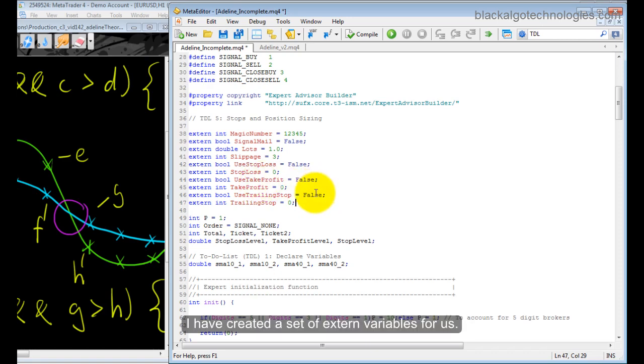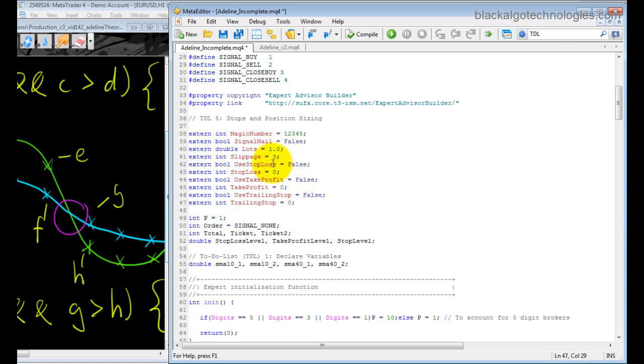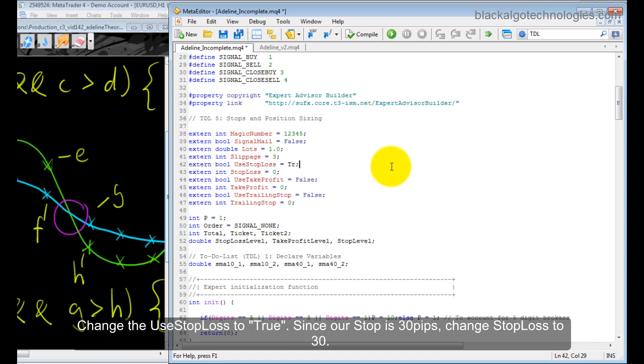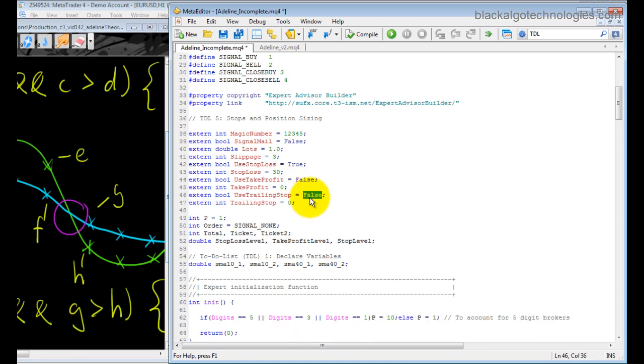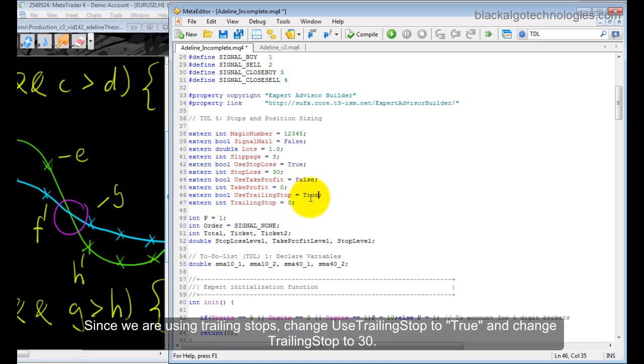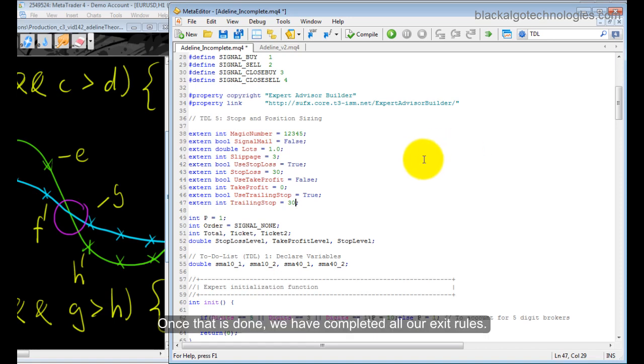So I have already created a set of variables here for us. We know that in this case we are using stop loss, so change that to true. Our stop loss is 30 pips, so 30. We have no take profit, so keep it as false. And for trailing stop, we are using that. Put it as true and change it to 30. Once that is done, we are done for all our exit rules.